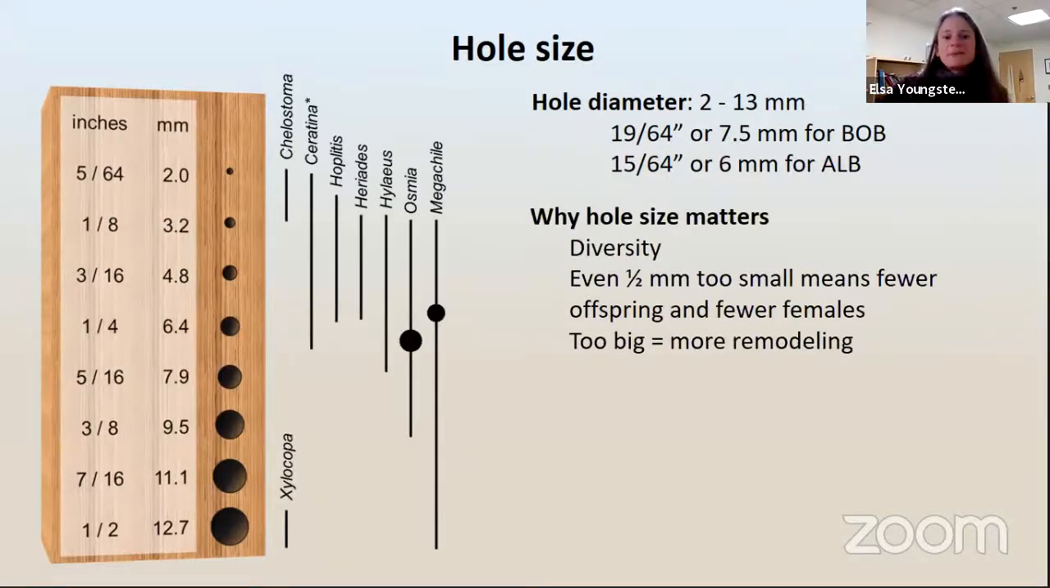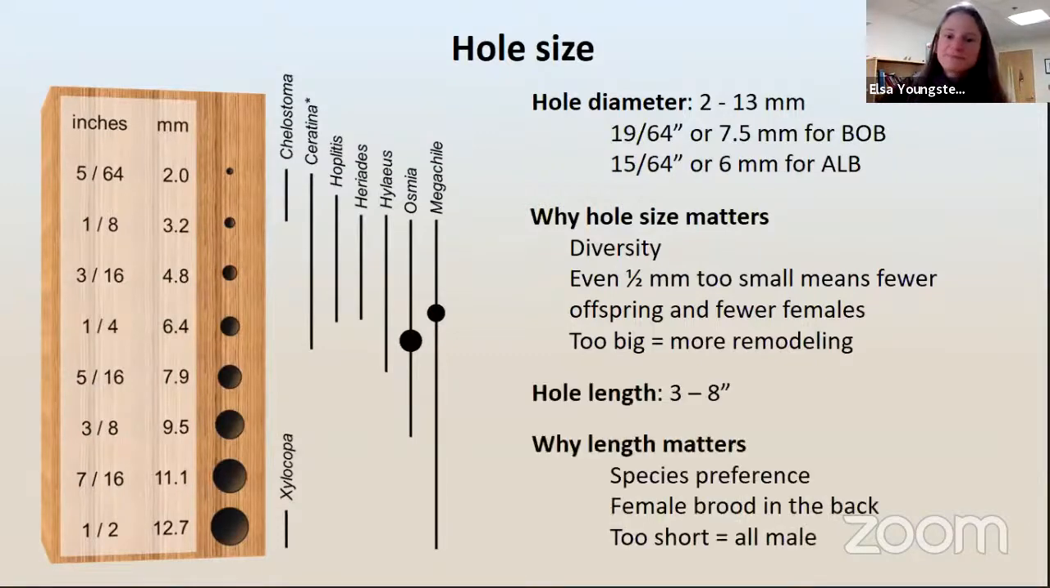And the reason the diameter matters, and why I recommend having a variety of diameters, is because different species use different diameters. So you'll support greater diversity if you have a range of sizes. Each species has an optimum size. Even if they're squeezing into a nest that's a little bit too small, they won't produce as many offspring. They won't produce as many female offspring. If the nest is too big for them, they have to do a lot of remodeling inside to try and make it fit, and that's a waste of energy.